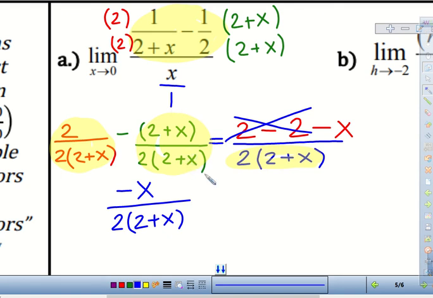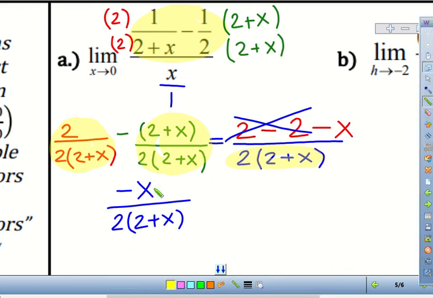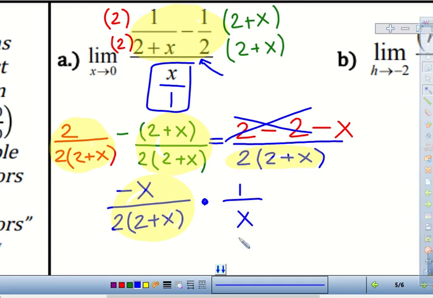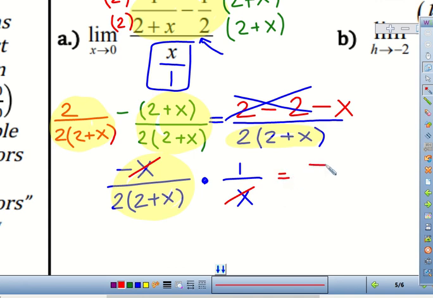Do you remember the rule for dividing two fractions? Keep, change, flip. So I keep my first fraction. Remember, this is the same thing as this original fraction. This division sign is going to change to multiplication. And this fraction is going to flip. And now I can multiply straight across. But even better, can I cross cancel here? What's going to cancel out? The x's, right? And that ultimately leaves me with negative 1 over 2 times 2 plus x.